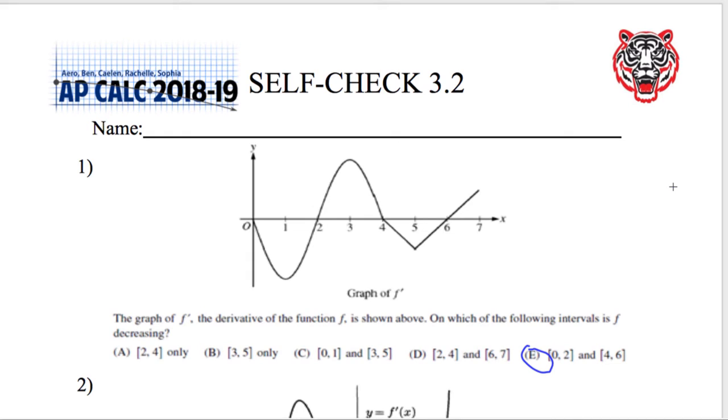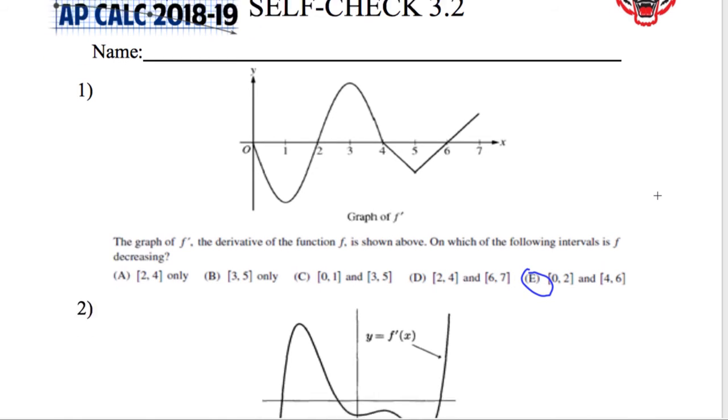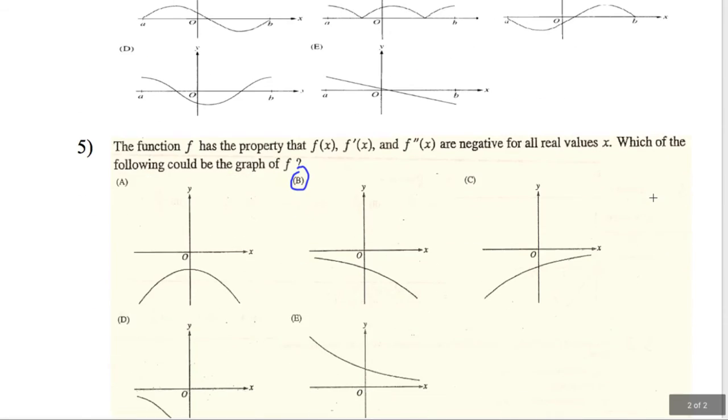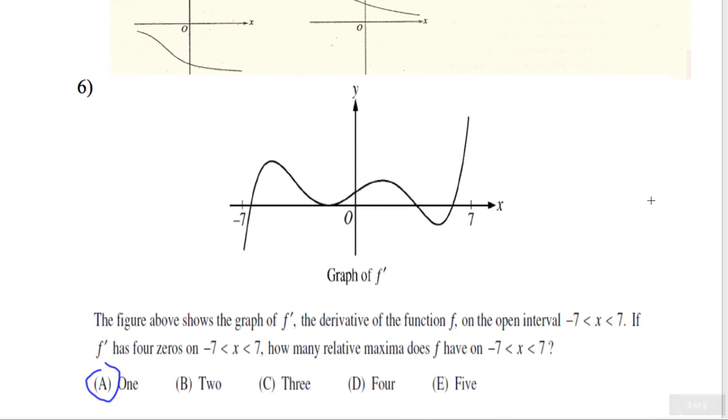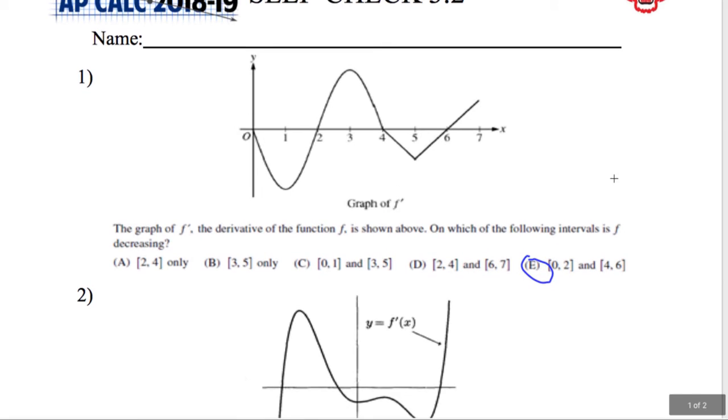Calculus! This is AP Calculus Self-Check 3.2, or AB Calculus, of course. So let's go over the answers really quick. Number 1, E, 2, E, 3, D. Then we're going to the back. 4A, 5B, 6A. All right, and of course, jump around through the YouTube video to find the answer that you're looking for.